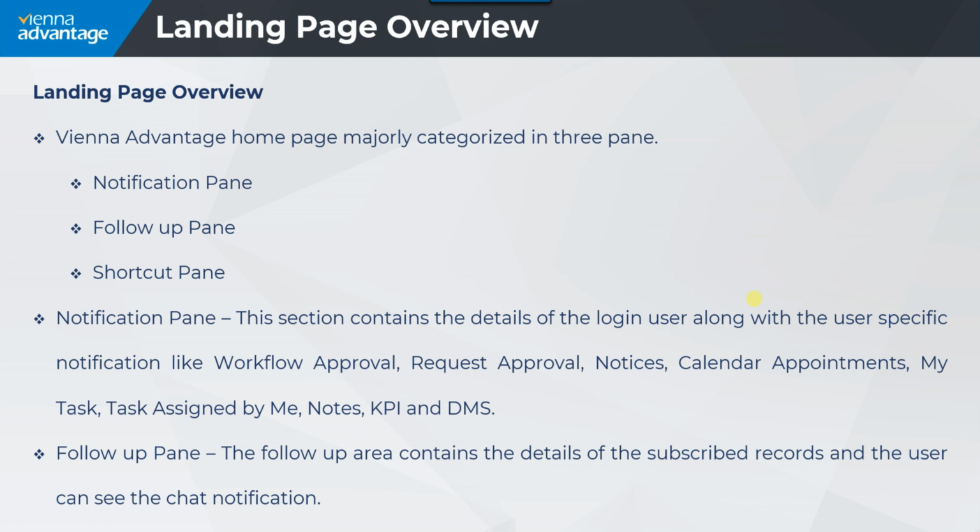While the follow-up pane area contains the details of the subscribed records and the user can see the chat notification. The notification comes to each other if a certain record is subscribed. You can understand that in a business there is a purchase order, there is a sales order. All these are very important things for the business. If I subscribe to a certain sales order and I want to make sure that the delivery happens on time, then I can subscribe to that sales order and can chat with the users who are dealing with that particular sales order throughout the organization.